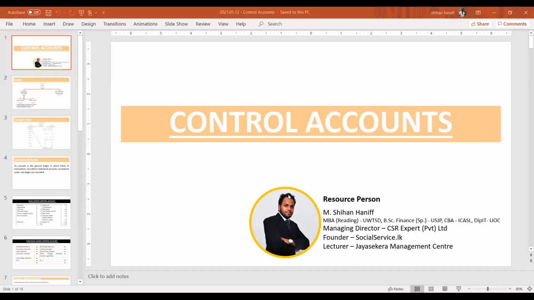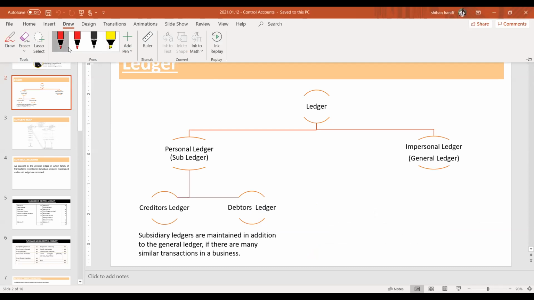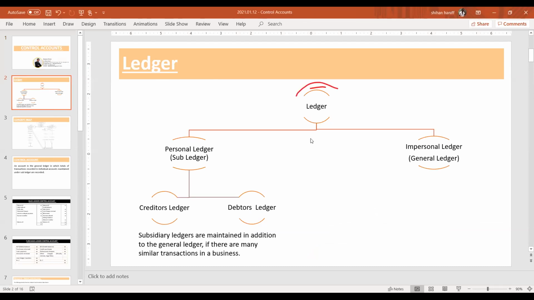So today's chapter is control accounts. Before we move to the questions, before we move to the control accounts, first we need to understand the ledger. The ledger is the place where we have all the ledger accounts, the T accounts. Right? We have all the T accounts.